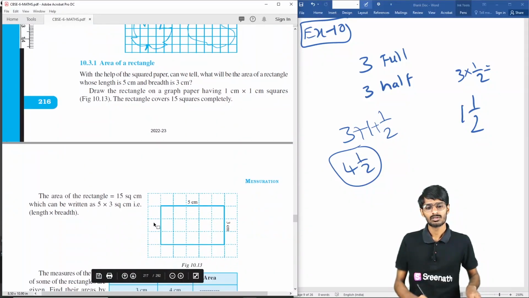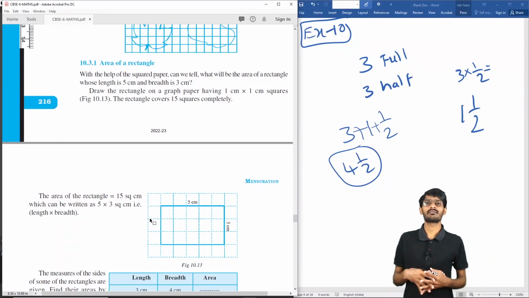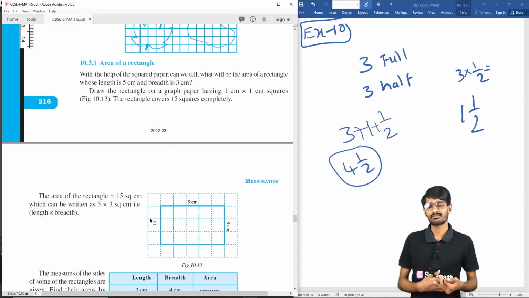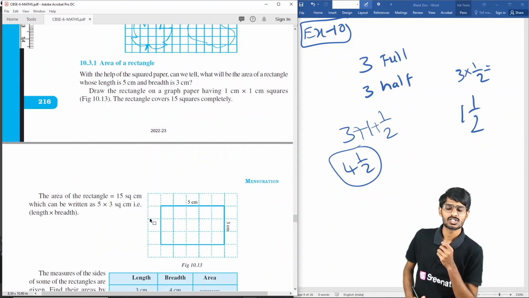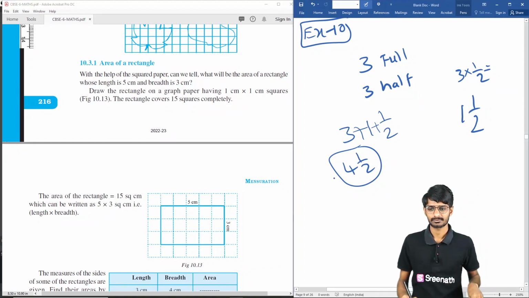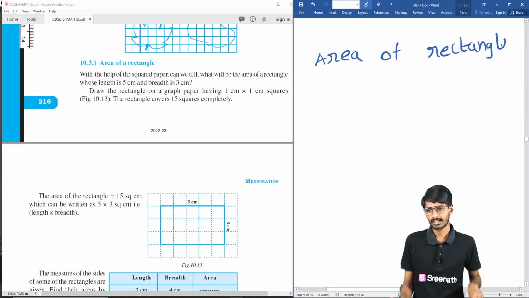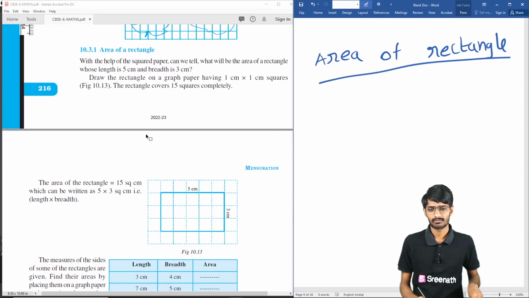So now we are getting a perfect formula for the area of different shapes. Suppose for a rectangle, for a square, for different shapes, what is the total area? What is the direct formula for it? Now, area of rectangle. What is the area of a rectangle?